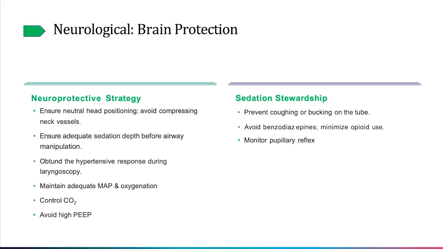and ensure adequate sedation, depth of anesthesia, and analgesia, prevent coughing or bucking on the ET tube, and obtund the hypertensive response during intubation, and maintain adequate mean arterial pressure and adequate oxygenation, and control carbon dioxide level to 35 to 40, and avoid high PEEP to prevent the increase in ICP. And you should avoid benzodiazepines and long-acting opioids, which can precipitate hepatic encephalopathy in this kind of patient.